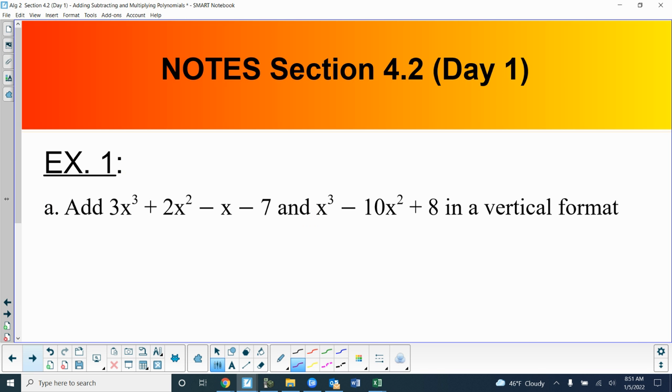All right, we're going to add and subtract and multiply polynomials today. You guys will know how to do that. You guys remember what like terms are, don't you? They have to have the same what to be like terms? Variables and exponents. Very good. So to add or subtract terms, like terms, same variable, same exponent. Okay?